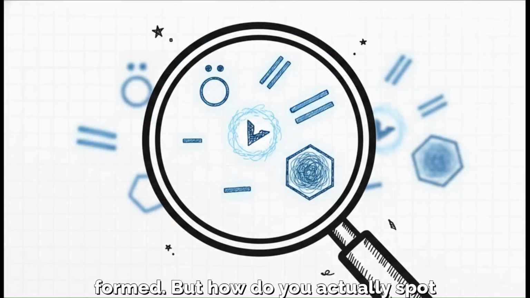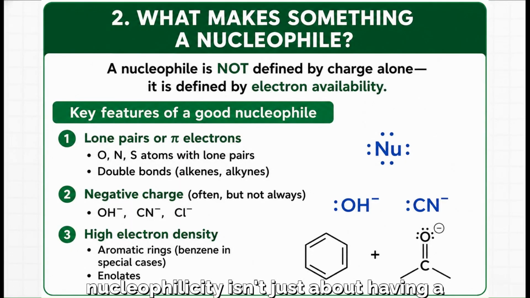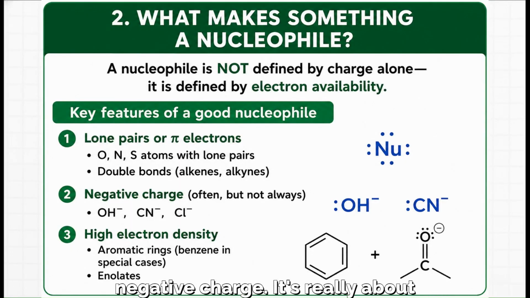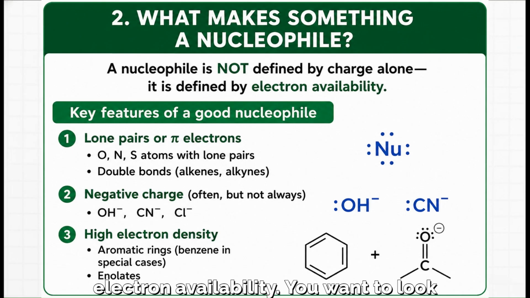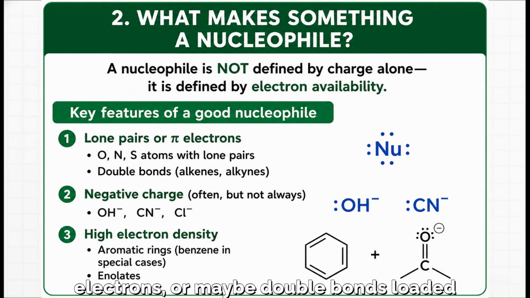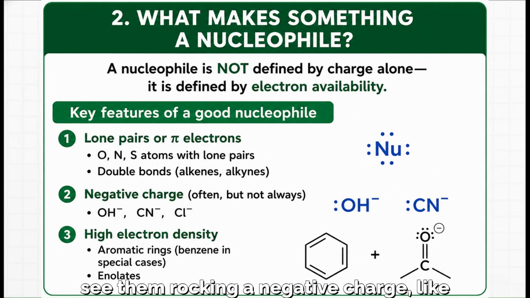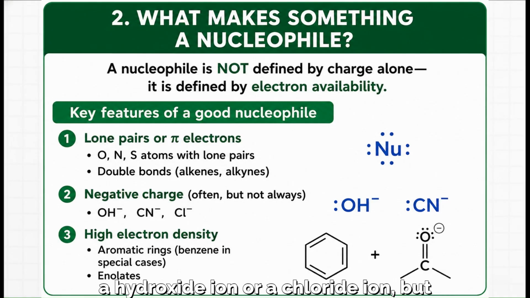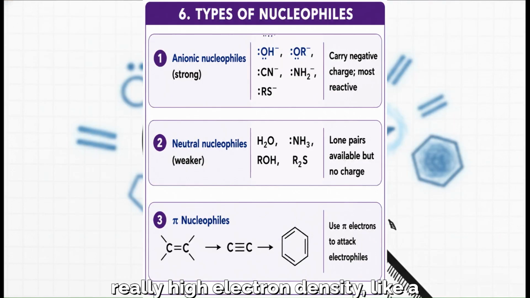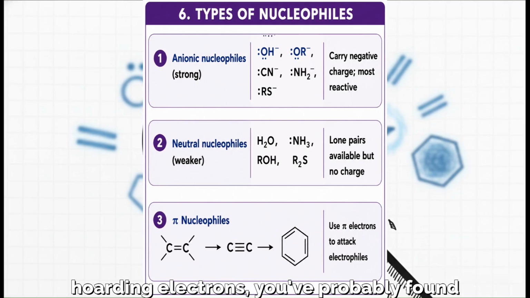But how do you actually spot our hunter out in the wild? Well, nucleophilicity isn't just about having a negative charge, it's really about electron availability. You want to look for atoms like oxygen, nitrogen, or sulfur that are carrying lone pairs of electrons, or maybe double bonds loaded with pi electrons. You'll definitely often see them rocking a negative charge, like a hydroxide ion or a chloride ion, but they might also just feature areas of really high electron density, like a bulky aromatic ring. Basically, if it's hoarding electrons, you've probably found your hunter.